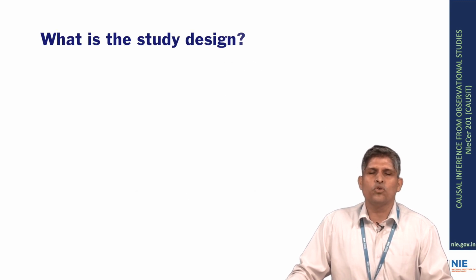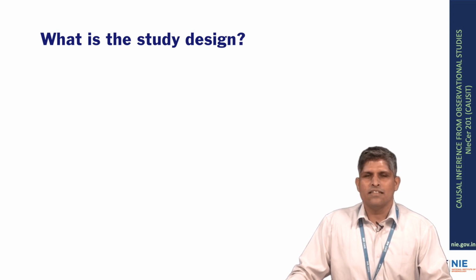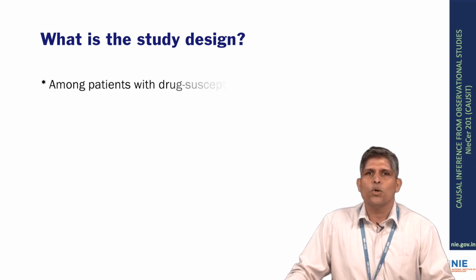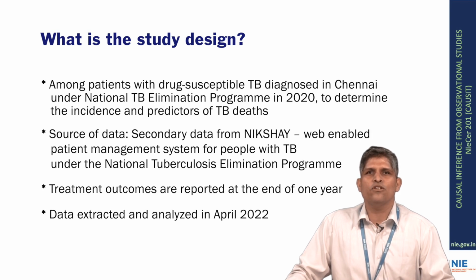Now, let us go through two scenarios and try to understand what is the study design. This is the first scenario. In this first scenario, the study objective is as follows. Among patients with drug-susceptible TB diagnosed in Chennai under the National TB Elimination Program in 2020, to determine the incidence and predictors of TB death. Here, the source of data is secondary data from NIKSHAY, which is a web-enabled patient management system for people with TB under the National TB Elimination Program.